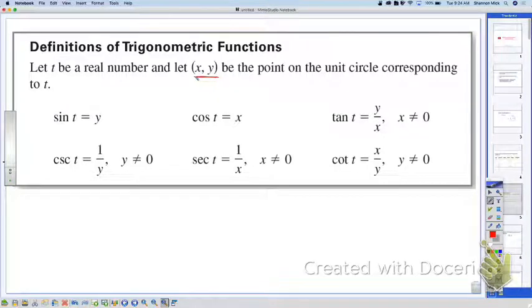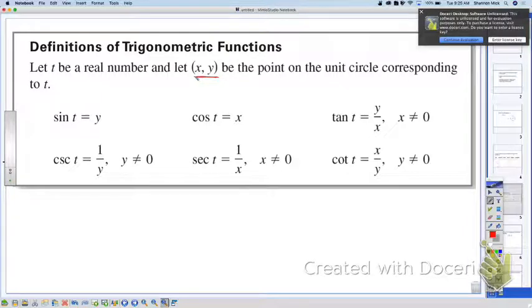Sine of t equals the y coordinate. That's what it equals. Cosine of t equals the x coordinate. Tangent of t equals y over x. And why can't x be 0? Because you can't have a fraction with 0 as the denominator. Right, because you can't divide by 0, it's undefined, right? So anytime you have a fractional thing, they're going to tell you it can't be whatever, right?